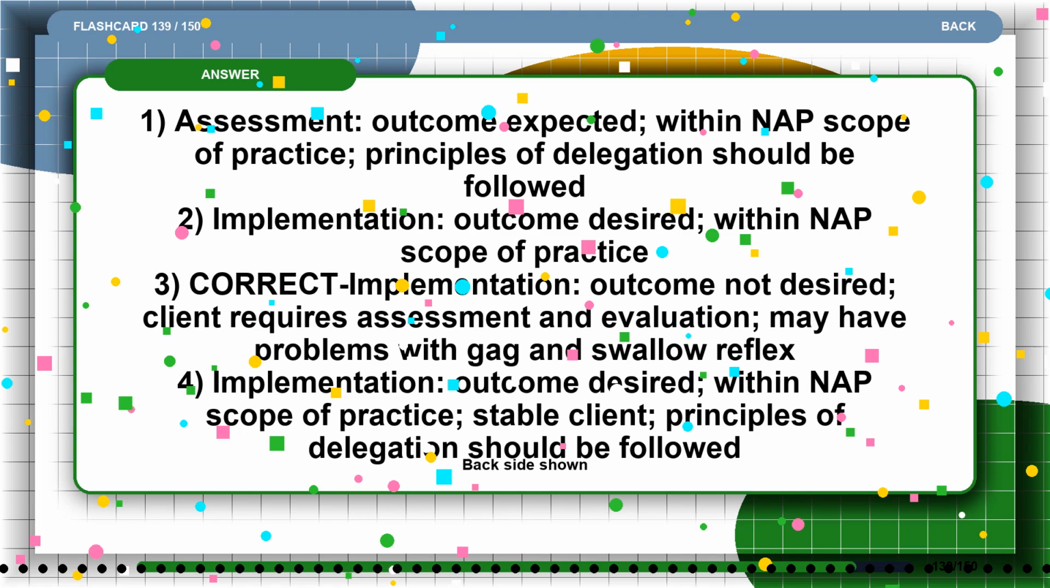The answer is 1. Assessment, outcome expected, within NAP scope of practice. Principles of delegation should be followed. 2. Implementation, outcome desired, within NAP scope of practice. 3. Correct implementation. Outcome not desired. Client requires assessment and evaluation. May have problems with gag and swallow reflex. 4. Implementation, outcome desired. Within NAP scope of practice. Stable client. Principles of delegation should be followed.